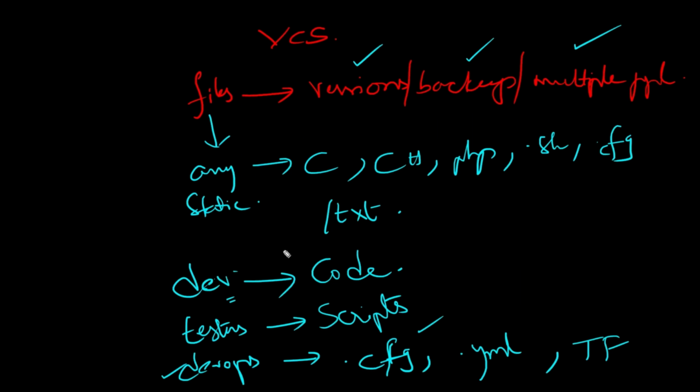So let's begin. What is meant by versioning? We said files will be version controlled, backup of the files will be done, and it will allow multiple people to work. How is this possible? Let's see.